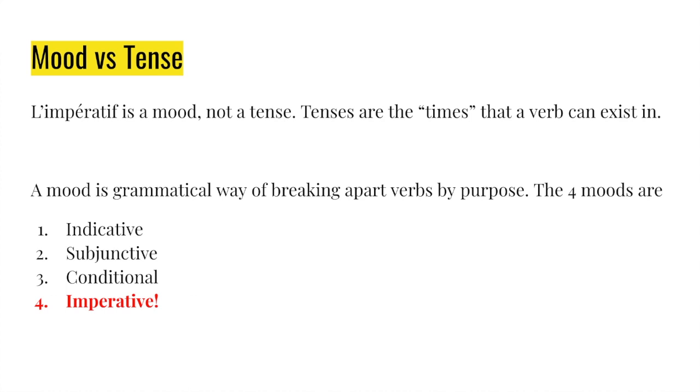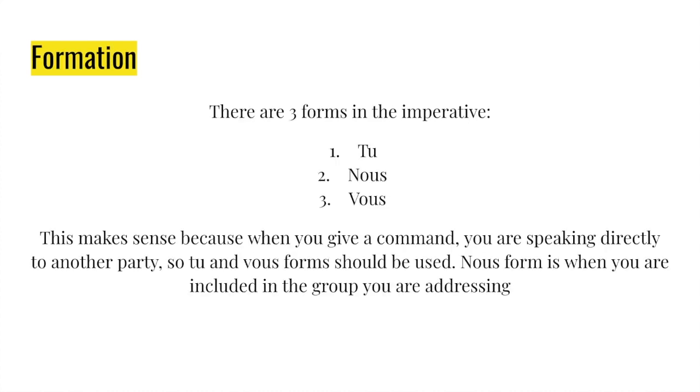The imperative is a mood, not a tense. Tenses are times that verbs can exist in, but moods are the ways of breaking apart verbs by purpose. The imperative only has three forms: the tu, nous, and vous forms. This makes sense because when you give a command, you speak directly to another party, so of course the tu and the vous forms are used. And if you include yourself in that other party, so you're grouping yourselves within, then you have to use the nous form. The other forms don't make sense.